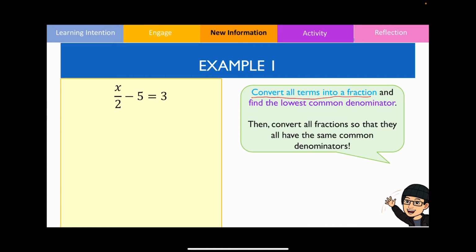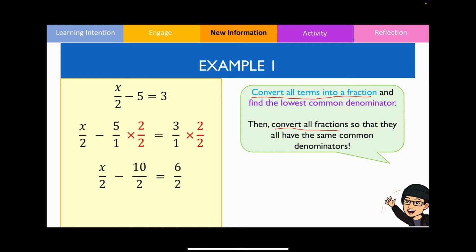So what I'm going to do first is convert everything to a fraction. Notice that these whole numbers can be rewritten as over 1. And now I'm going to find out what is the lowest common denominator. The lowest common denominator in this case is going to be 2. So I will need to convert all the fractions so that they have 2 as the denominator. The way I'll do that is multiply these two fractions by 2 over 2, and if I do that, this is what I'm going to get as an answer.